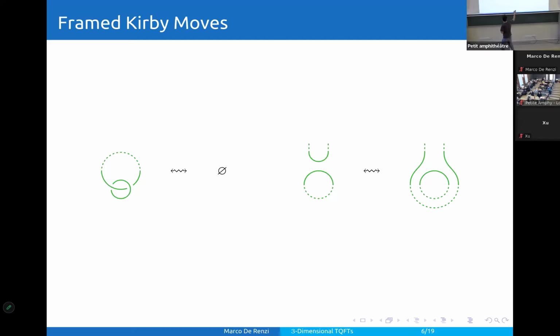Okay, and the other move, the second one, is whenever you see a closed component and another component that can be either closed or an arc, whatever you have, you can slide the other component over the closed component, and I have dots here, which means that the sliding should follow the framing of the component.